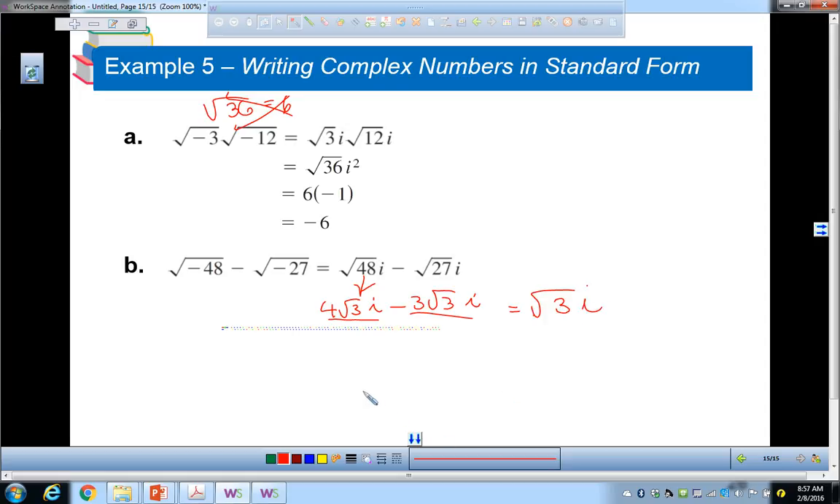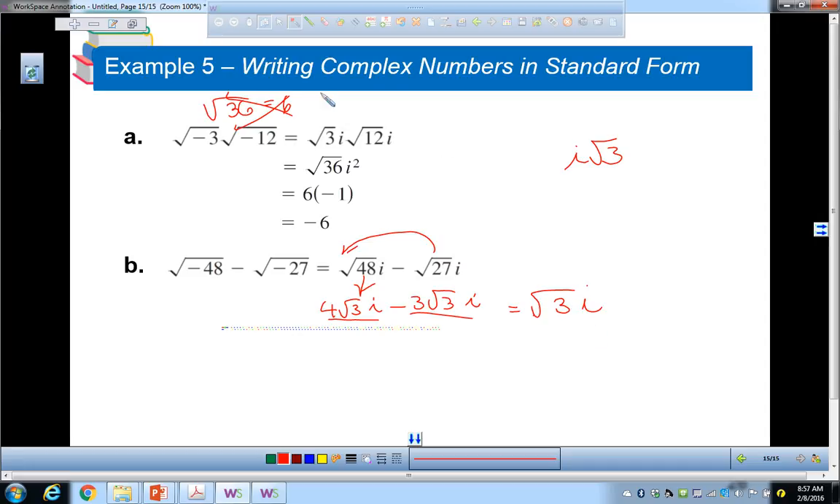Do they have to be in that order? What do you mean? Could it be like i root of 3, or does it have to be like that? i root of 3 is fine, yeah. i root of 3 is good too, because then you could tell that the i is not under the square root, but they write it like this.